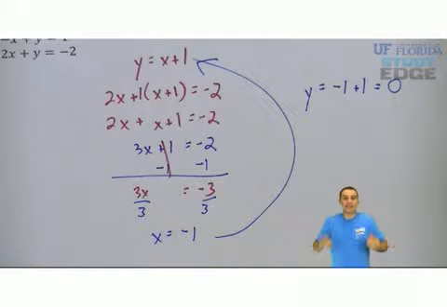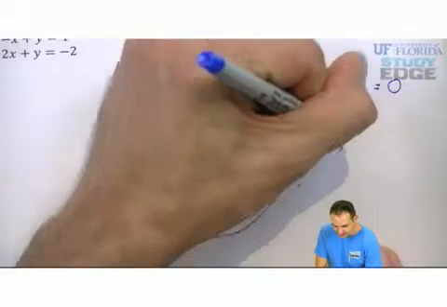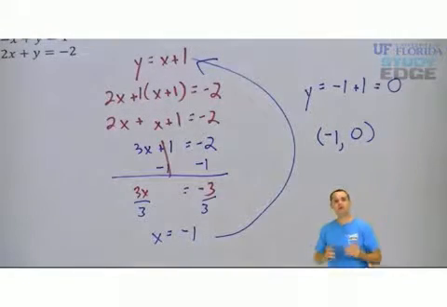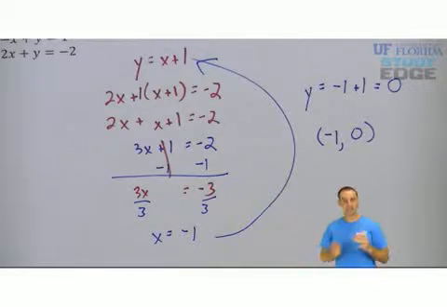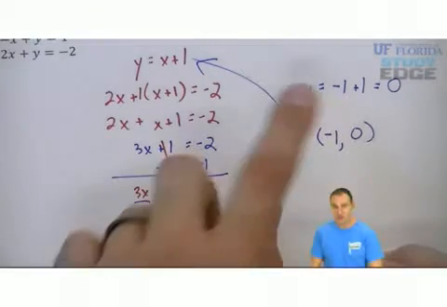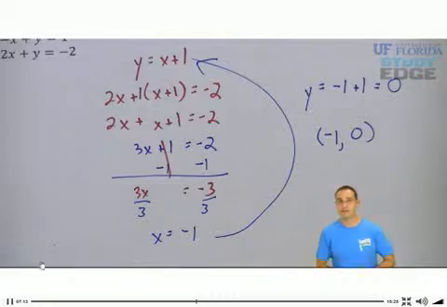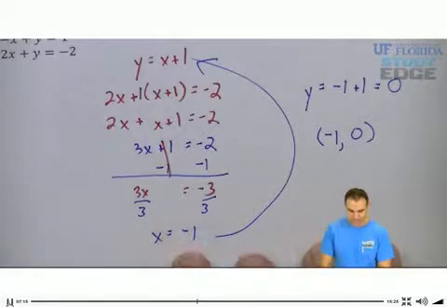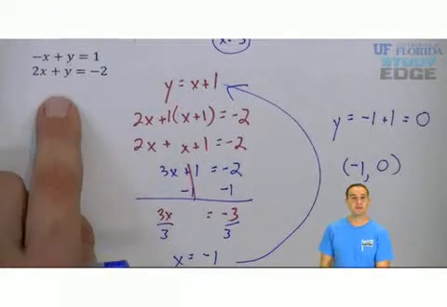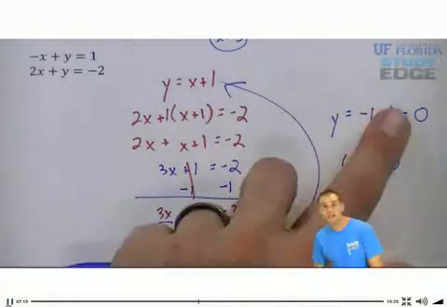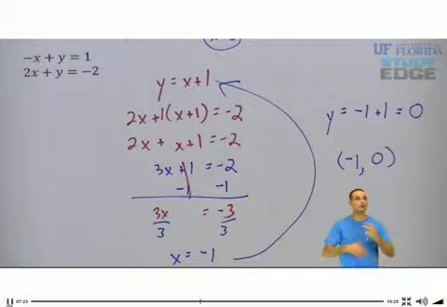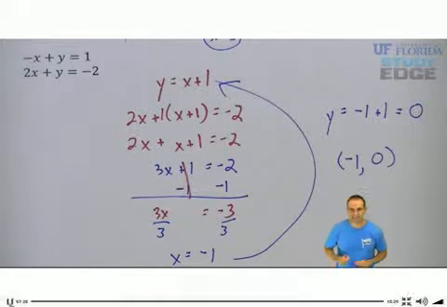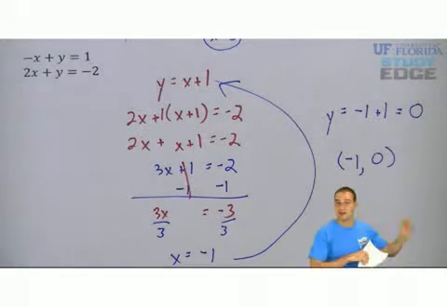What if they ask you to write it as an ordered pair, as a point? You could write it as negative 1 comma 0. Remember, you want to follow alphabetical order. X comma y, x then y. X is negative 1, y is 0. I could have also plugged negative 1 back into either of the original equations, and I still should have got 0 for y. And if you have time, go ahead and give that a try and post your work on the wall. We can all check it out. Your turn.